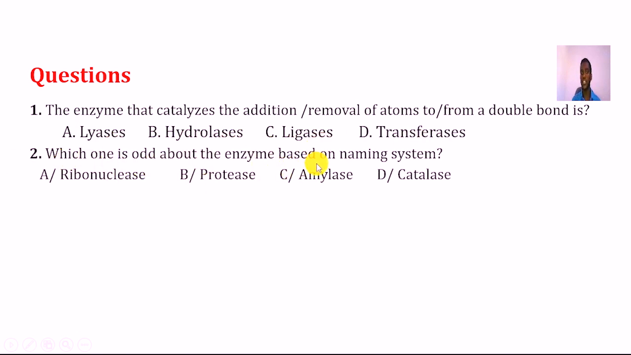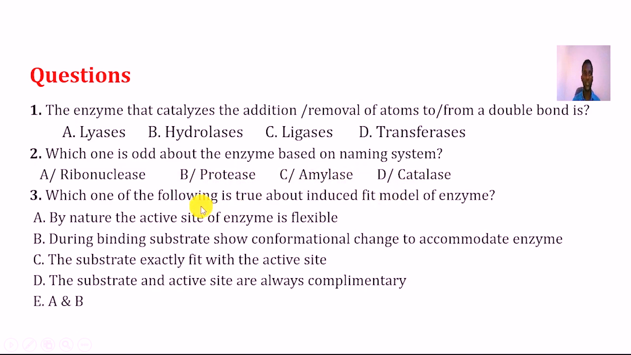Question 2: which one is odd about enzymes based on their naming system? A. ribonuclease, B. protease, C. amylase, D. catalase. Question 3: which one of the following is true about the induced fit model of enzyme? A. By nature the active site of the enzyme is flexible. B. During binding the substrate shows conformational change to accommodate the enzyme. C. The substrate exactly fits with the active site. D. The substrate and active sites are always complementary. A and B.